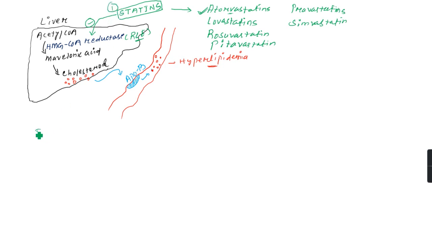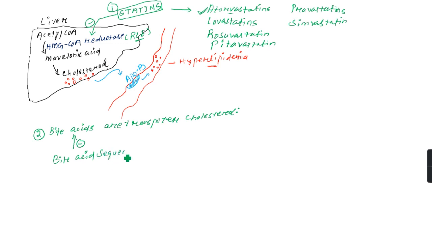The second important class of drug is, and we know that bile acids are the transporter of cholesterol. So what we can do is inhibit this bile acid. Bile acid sequestrants are there. These chelate the bile acid and thereby inhibit the absorption of cholesterol. The drugs that come under this class are cholestyramine and colestipol.